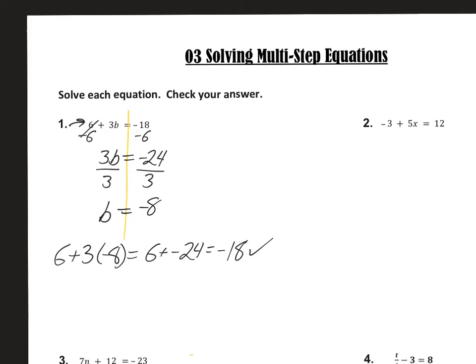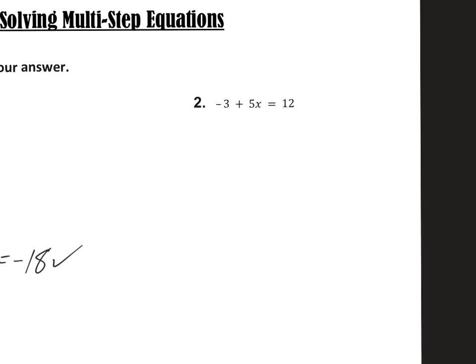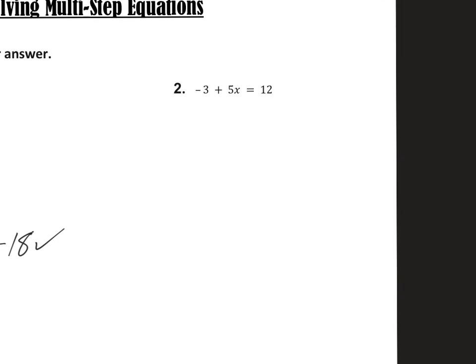Every time that you are doing one of these problems, I want you to go with the number that's furthest away from the letter and then just work your way in closer to the letter. So looking at this next one, which thing am I going to deal with first, the negative 3 or the 5? The negative 3. So I'm going to put the line through the equal sign.